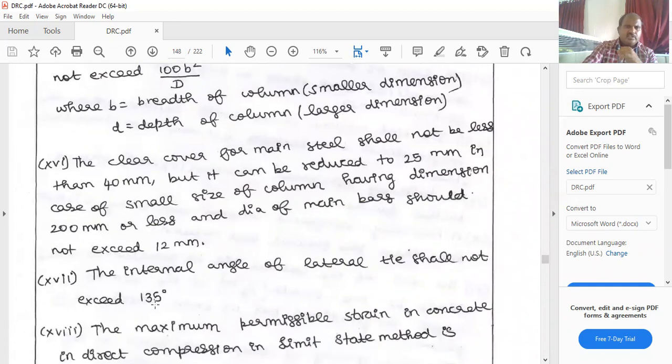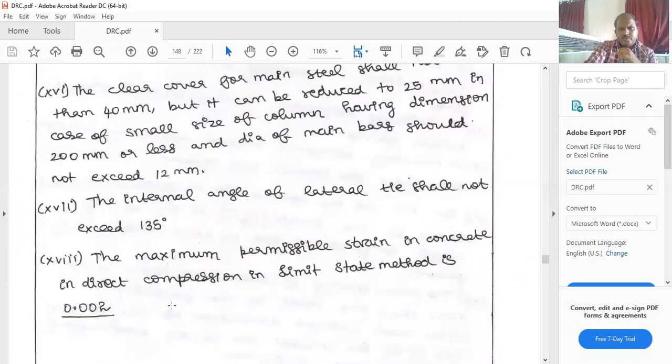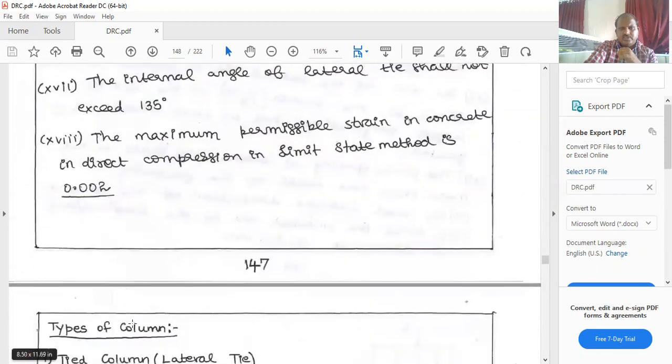The internal angle of the lateral tie shall not exceed 135 degree. The maximum permissible strain in concrete in direct compression in the limit state method is 0.002.